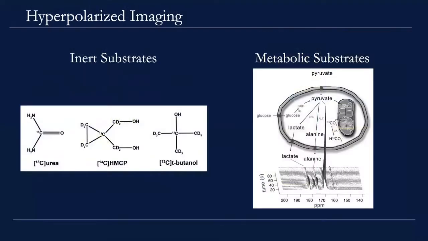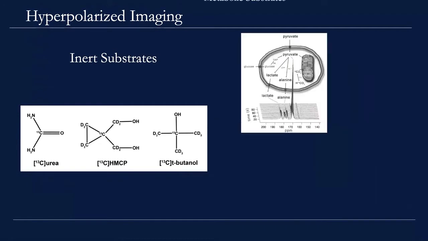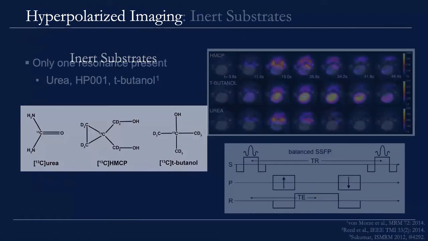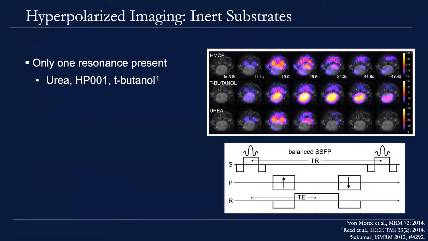So let's break down the imaging into 2 different classes. We have the metabolic substrates, like pyruvate, that we oftentimes think about and concern ourselves with. And then we also have these inert substrates, like urea and tert-butanol, that are inert, or not metabolically active. So I'll talk about these first. And so here the case is you only have one single resonance present. So urea is HP001, and tert-butanol, they're all effectively perfusion type substrates. They're not converted. They're one resonance through time.